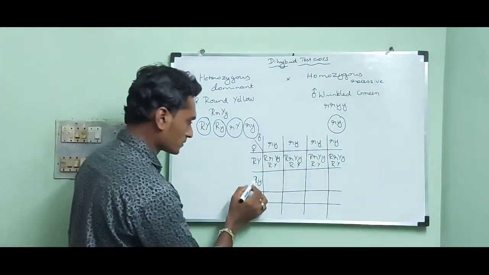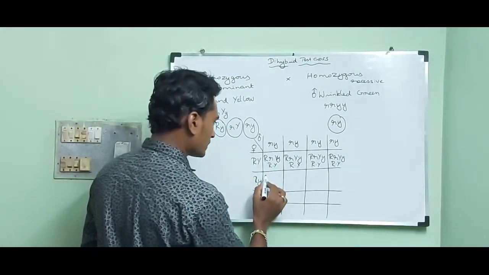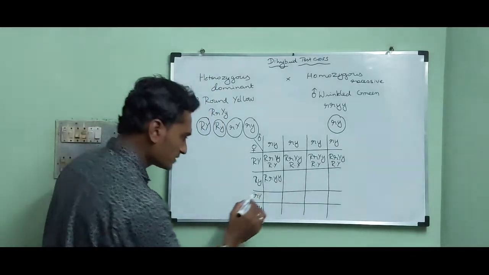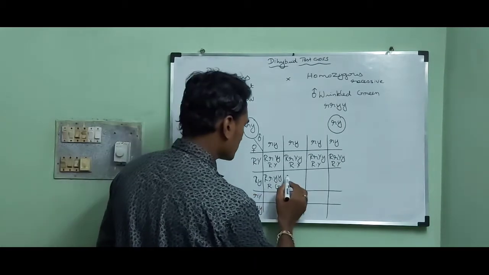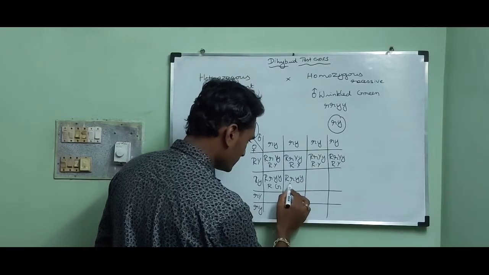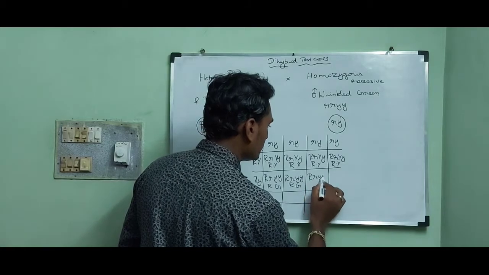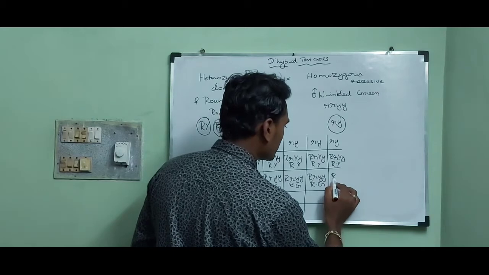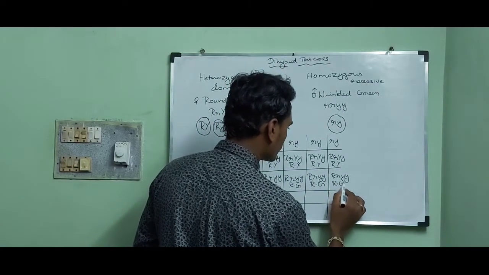Now I am going to fuse this gamete with this gamete. Capital R, small y, small y. That means round green. Capital R, small y, small y. The young one is round green. In this row, all the young ones are round green.